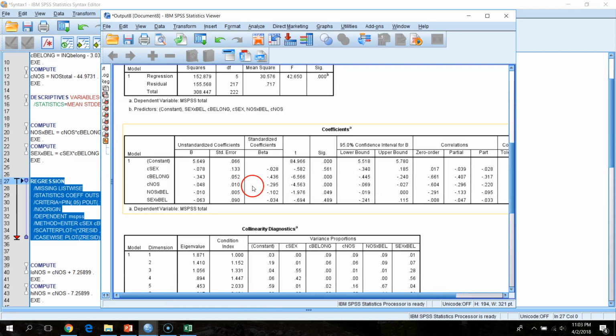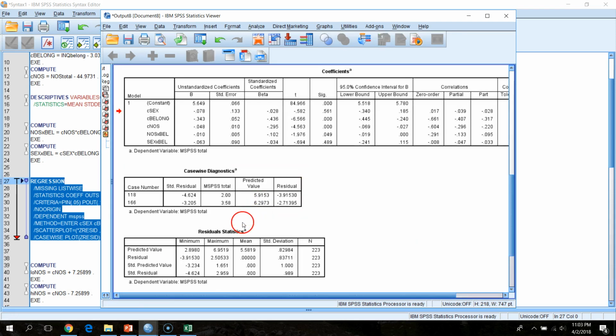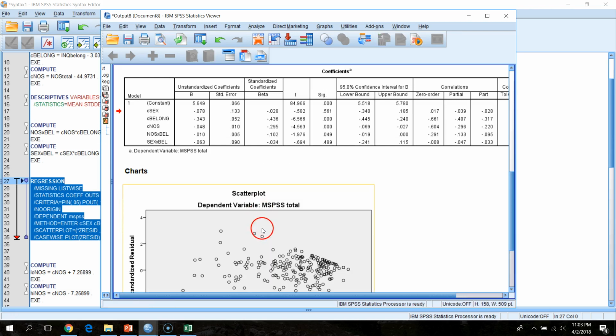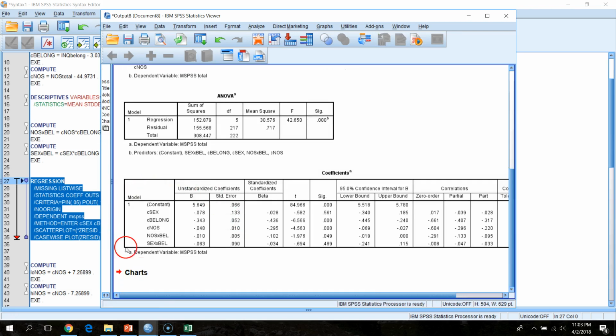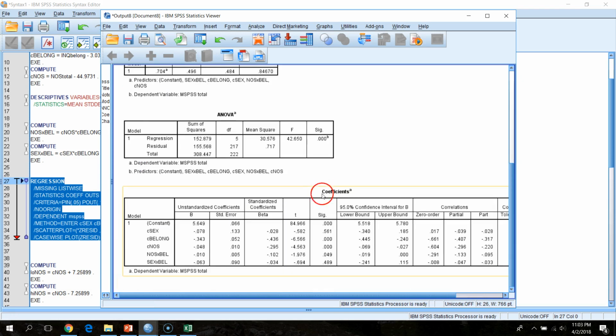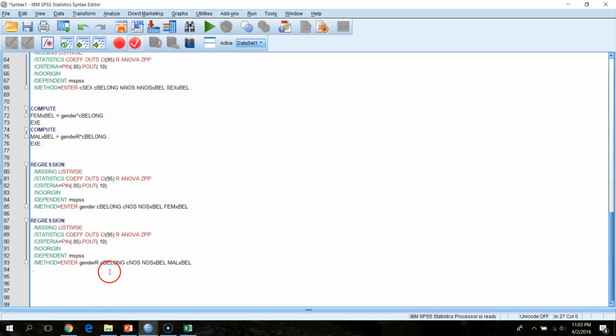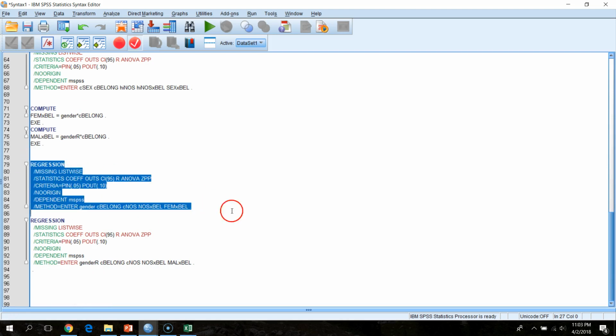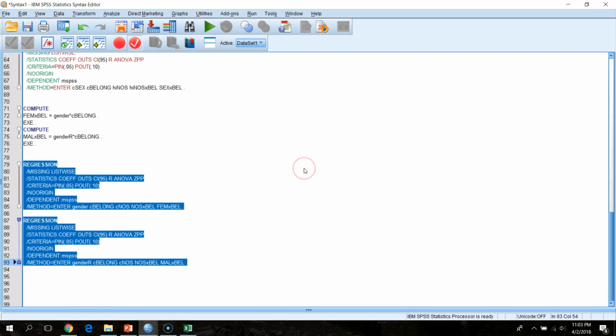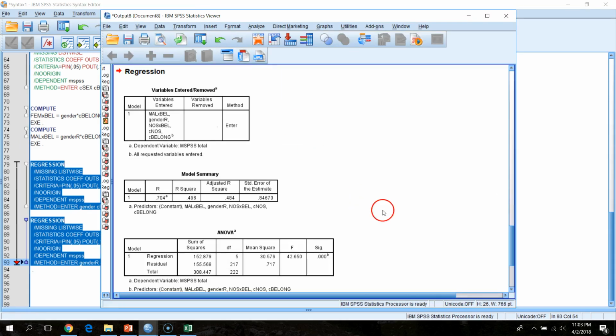Get rid of that. Don't want that. Again, this is all just screening stuff that we ran in our original base model. Okay. But then I want to go through and take a look at my simple slope, looking at the conditional relation of belongingness on perceived support for men and for women.